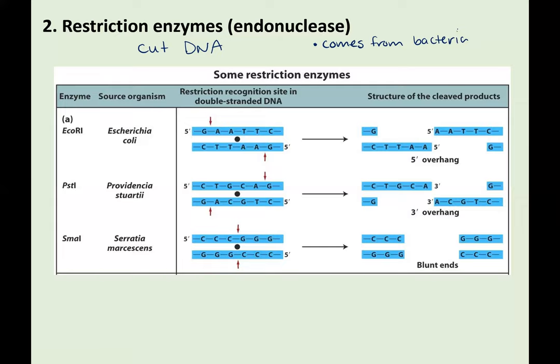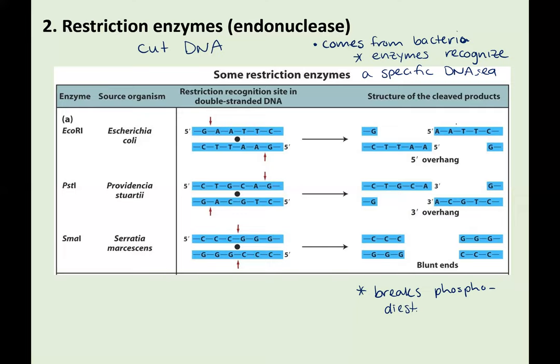So it's a natural enzyme that bacteria use to prevent virus infection. And like I said, we scientists discovered these in the 70s and said, oh, we can purify them and we can use them in the lab. And these enzymes recognize a very specific DNA sequence. And then what the enzyme does, I'm going to write down here, is it breaks the phosphodiester bonds at a very specific site.